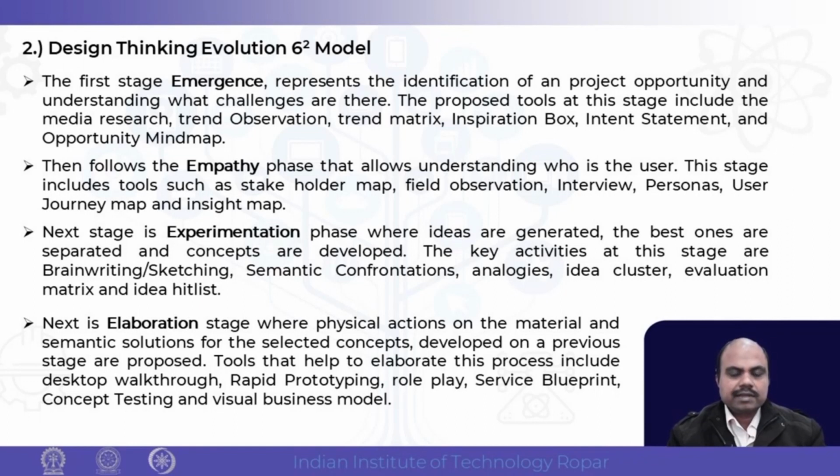The next stage is called the elaboration stage. In this stage, physical actions on the material and semantic solutions for the selected concepts developed in the previous stage are proposed. Tools that help to elaborate this process include desktop walkthrough, rapid prototyping, role playing, service blueprint, concept testing, and visual business model. Rapid prototyping we have already discussed in a separate class. This stage is also important because we see the physical form.